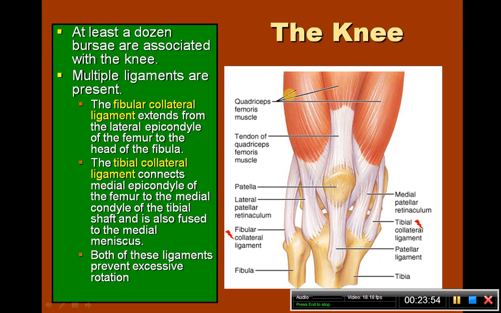You'll actually have a retinaculum, we won't talk about it. I don't think we do. Maybe we do talk about it in our muscles. You have a retinaculum across your wrist that helps hold all those tendons in place. You have a retinaculum here that helps support the structures inside the knee.